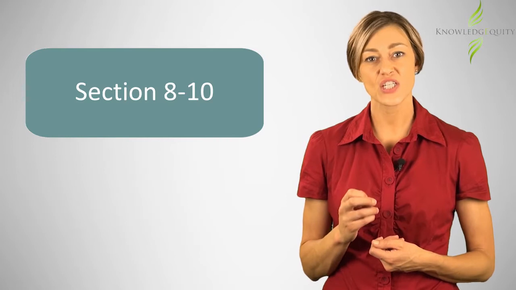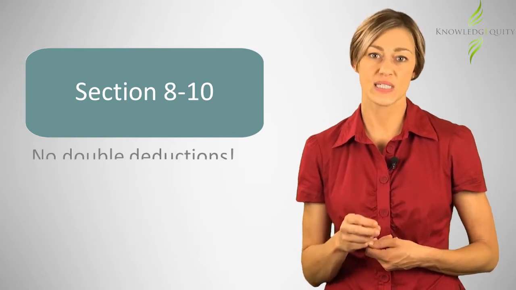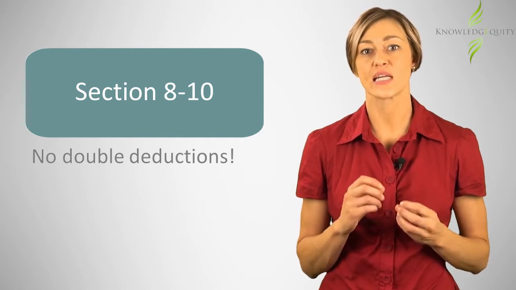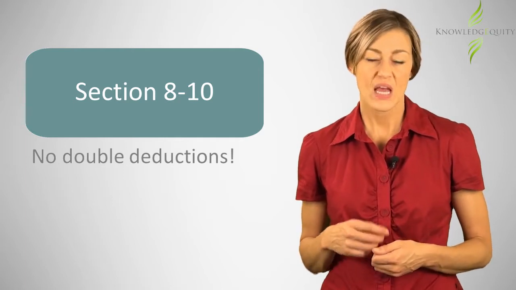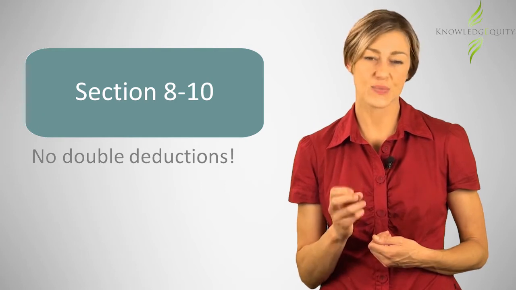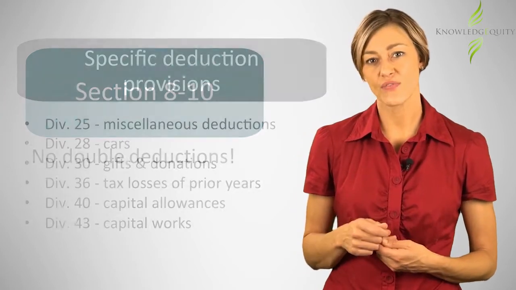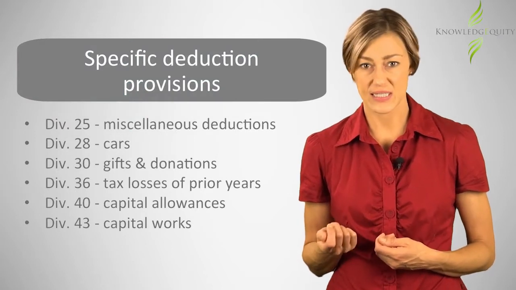Under Section 8-10, there are no double deductions, meaning you can only deduct under the provision that is most appropriate. This is usually taken to mean the specific provision. There are a number of major provisions that relate to specific deductions.